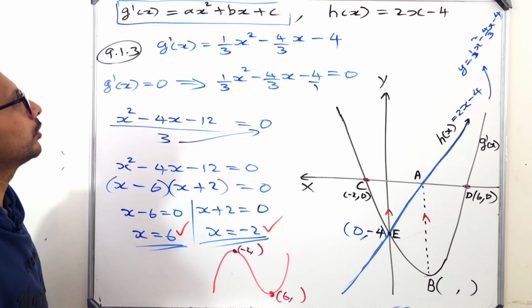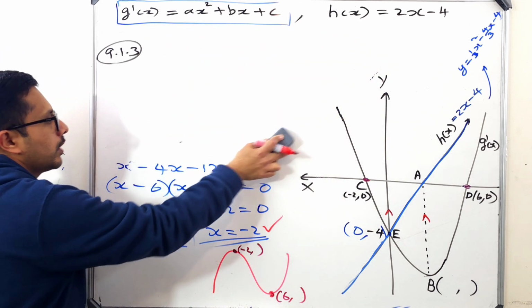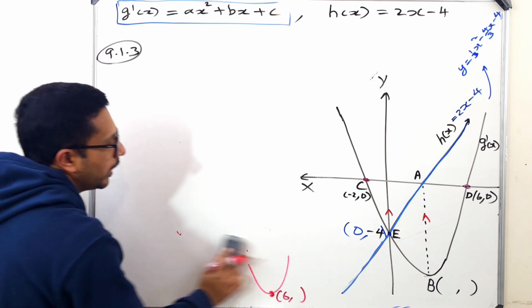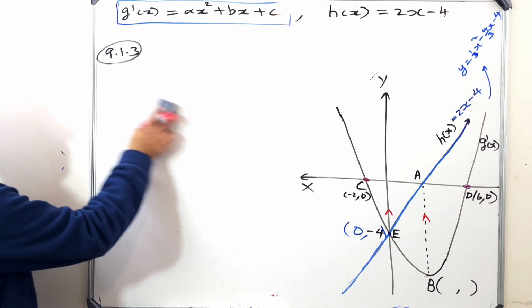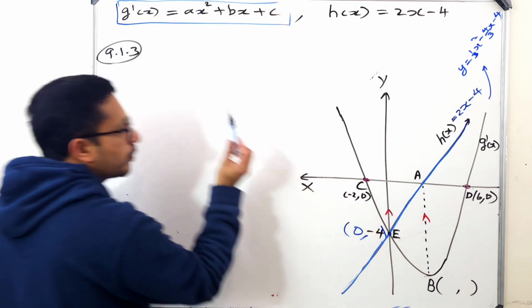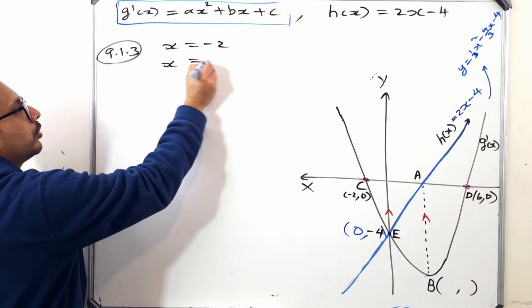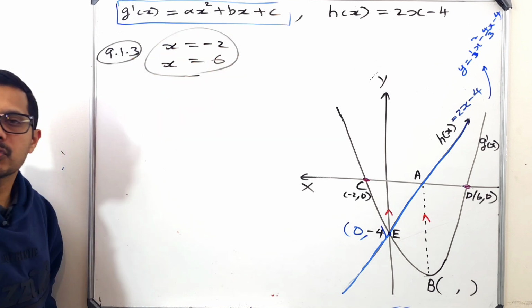What is your answer without writing? Those who didn't write, you can just write this one as a note. But when you write your exam, how are you going to write the answer to this question? You just check what the x-intercepts are. Then you write x is equal to minus 2 and x is equal to plus 6. That is enough, 2 marks.